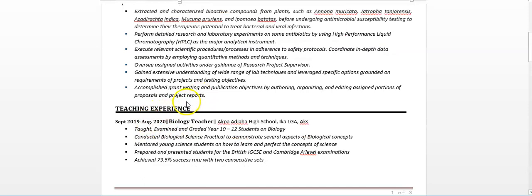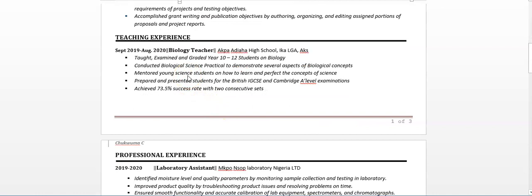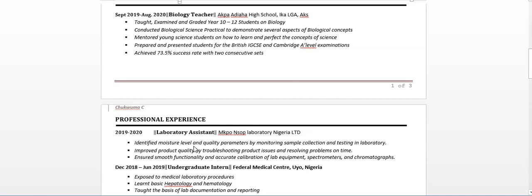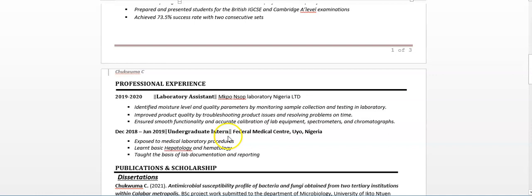Now, following that, you should have your professional experience. Please note that in the professional experience, you only list the professional experience that relates to what you are applying for. You don't go and list that you were a salesperson at ShopRite. It doesn't show biology. You are not a salesperson in a biological lab or a pharmacy. You are selling Maggi and pepper and all of that. It's not part of your professional experience. The professional experience must be applicable professional experience.